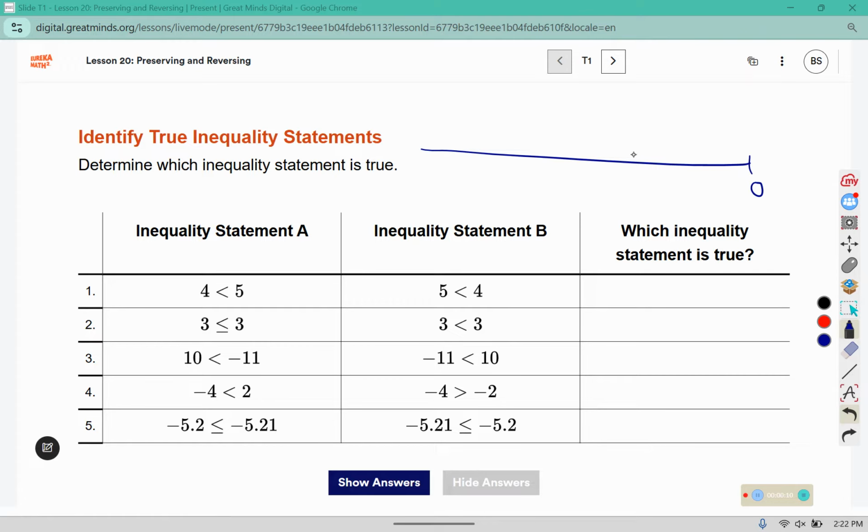Well, if this is 0, -5 might be somewhere around here. Then -5.2 might be around here. And -5.21 would be right next to it, but a little bit farther to the left. So is -5.2 less, or is -5.21 less than the other? -5.21 is lower than -5.2. So statement B is the one that is true.